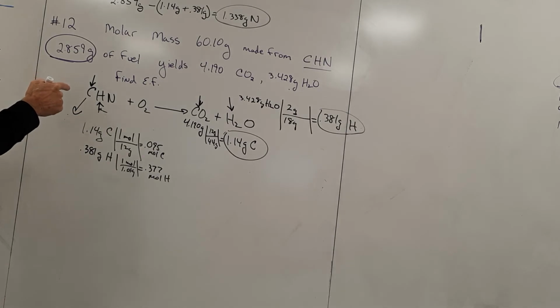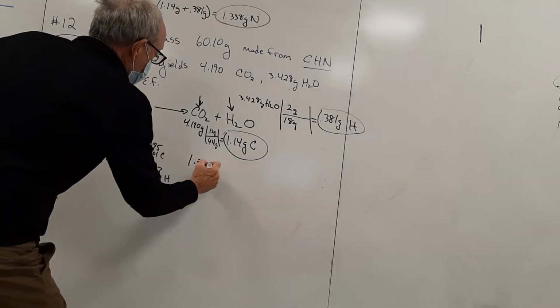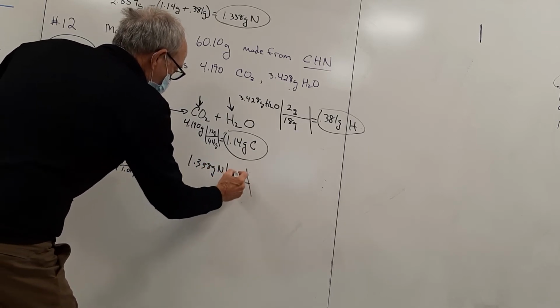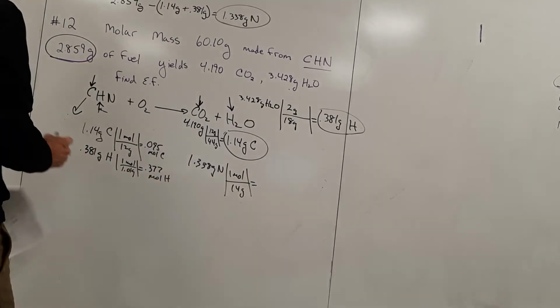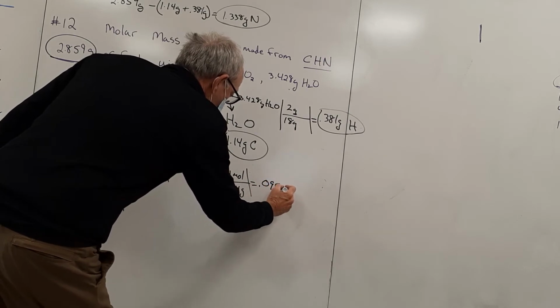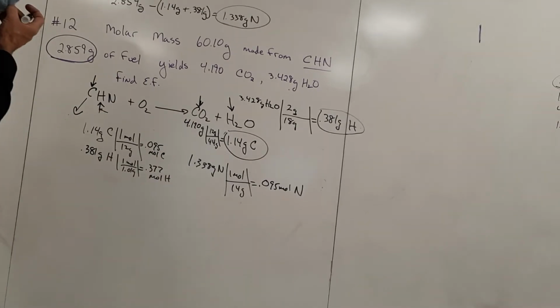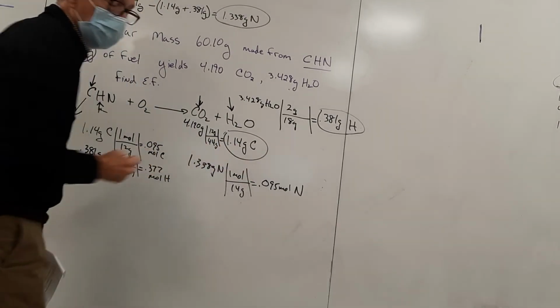And now I'm going to take, I got carbon, I got hydrogen, oxygen. What did I say oxygen was? I said it was, or nitrogen, I'm sorry, nitrogen. 1.338 grams of nitrogen. 1 mole, 14 grams equals 0.095 moles of nitrogen. Now, I do that. Oh, carbon and nitrogen are the same.